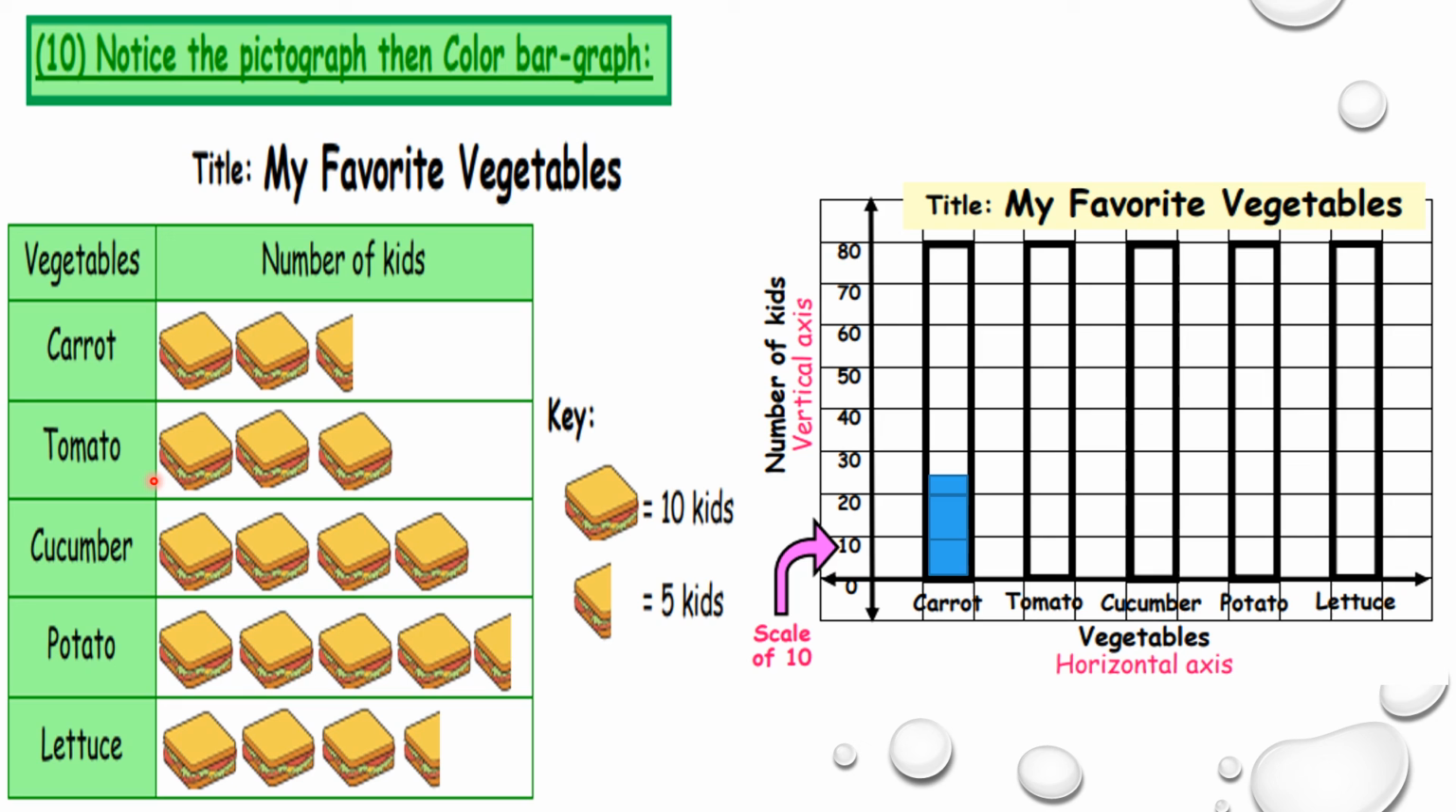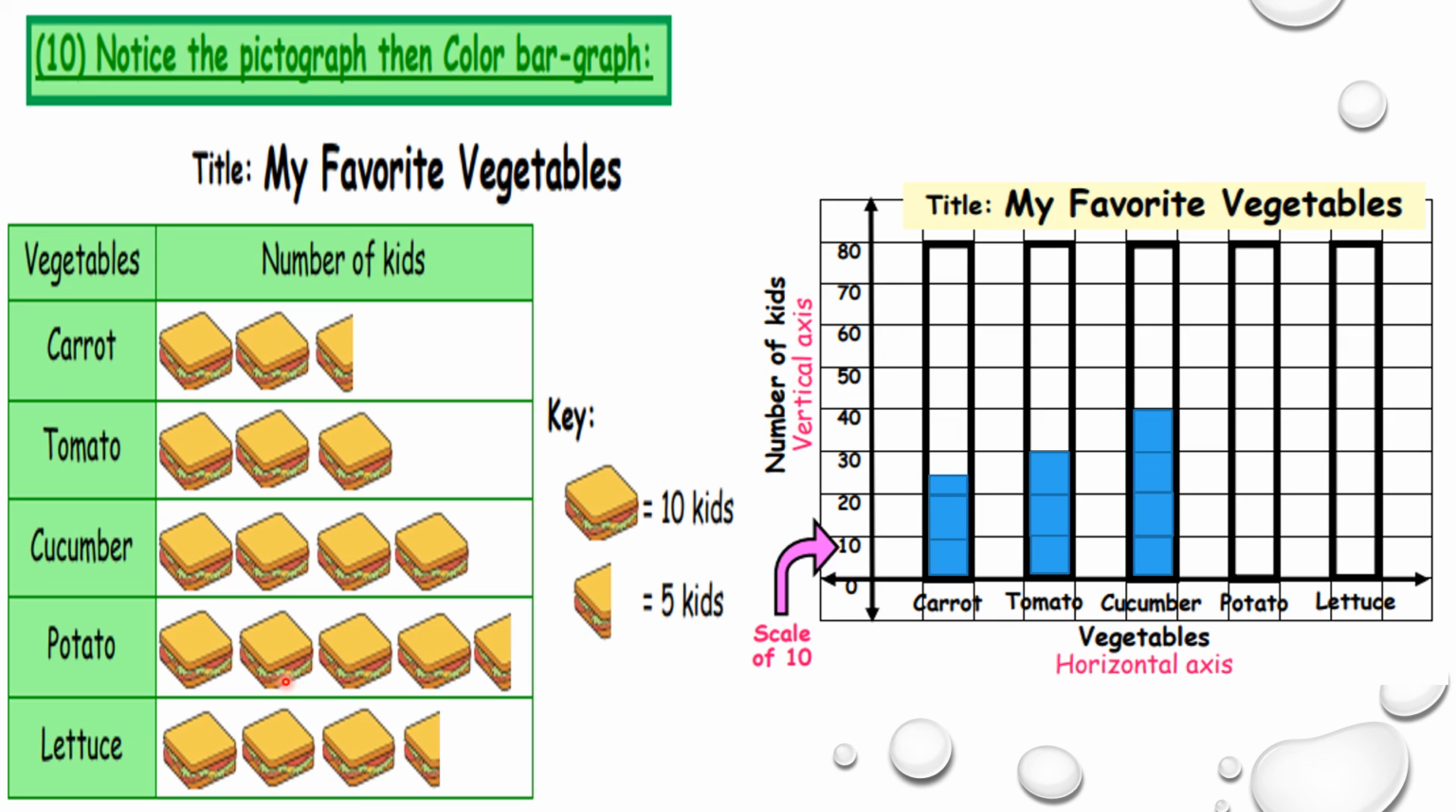And how many whose favorite vegetable is tomato? Let's see, 10, 20, 30. So I will color the bars to reach number 30. The number of students that like cucumber, there are 10, 20, 30, 40. So I will color to reach number 40.